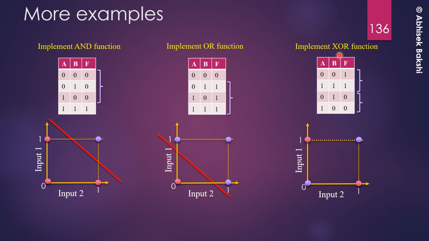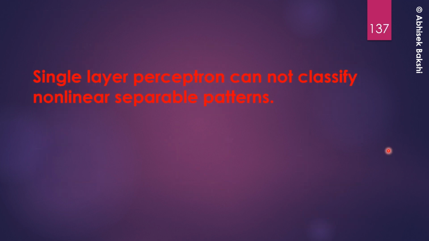But if you go for the XOR function, the 1s and 0s are placed in such a tricky situation that you cannot make a linear boundary to make a 100% accurate classification. So here a linear boundary is not possible, and we concluded that a linear separable line is not possible here. If it is not possible, then we cannot go for a single layer perceptron.